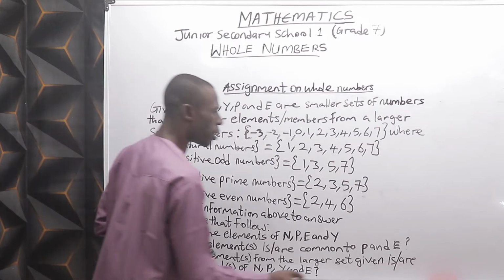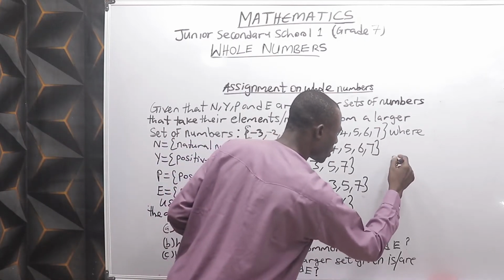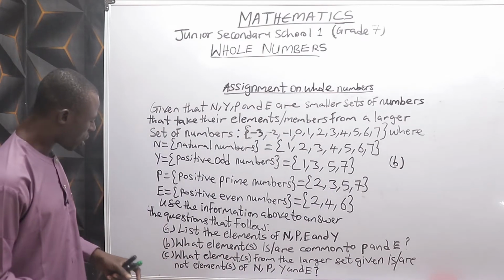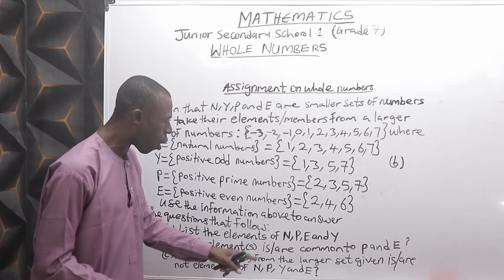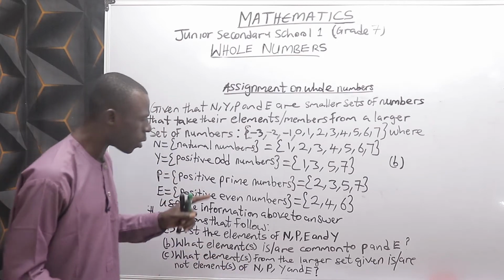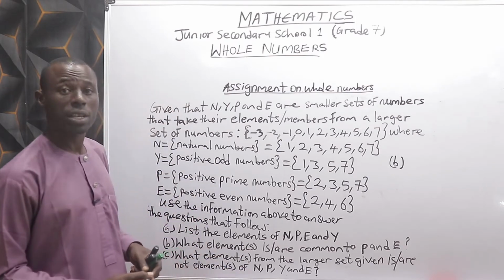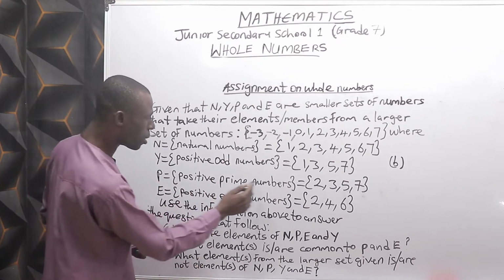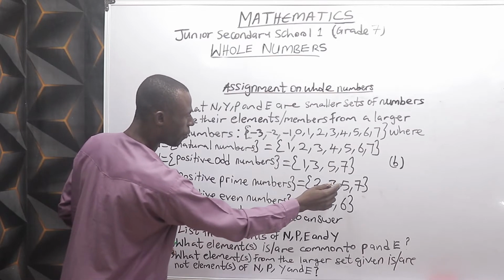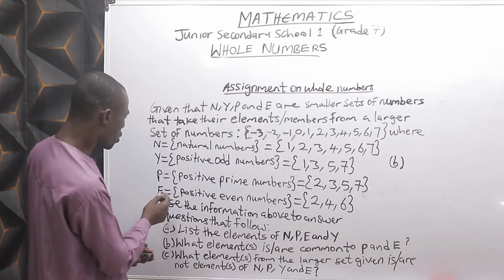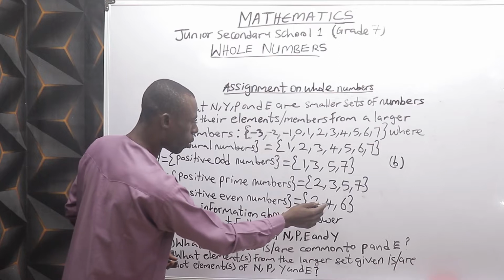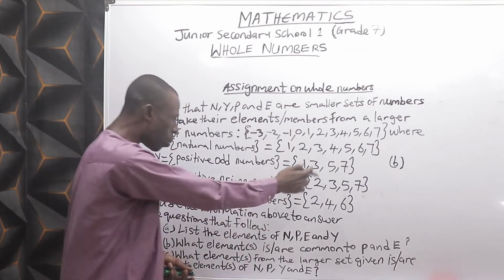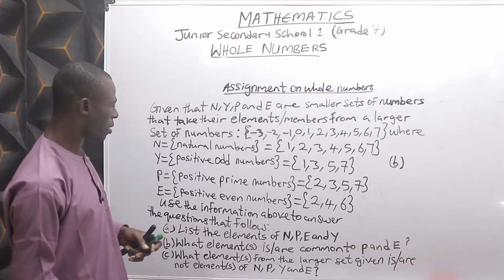Now to question B, I will use this small space to answer question B. The question is, what element is or are common to P and E? It's a matter of inspection. P, we have 2, 3, 5, 7. E, we have 2, 4, 6. What element is common to the two sets?